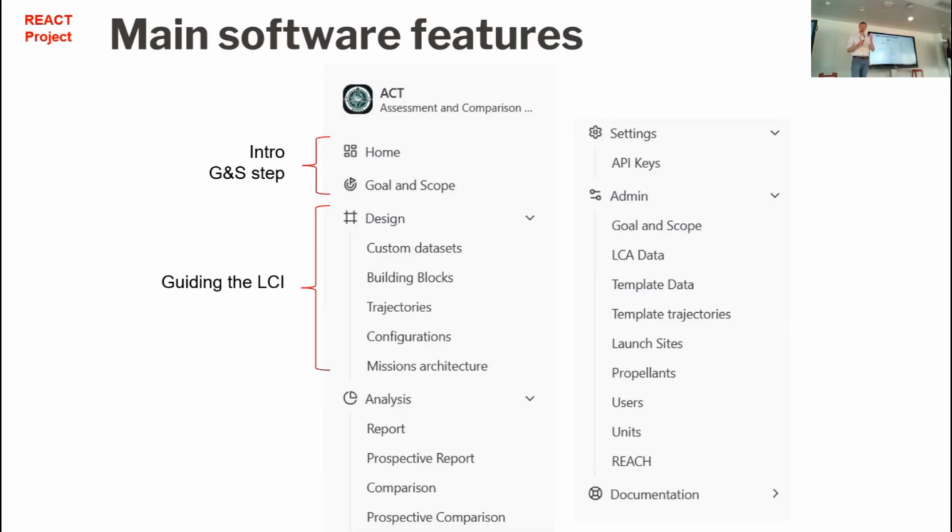Then you are guided through the lifecycle inventory step, and of course then the tool and the way it's computed, as shown by Laszlo, provides the results, and then you can navigate through those results, visualize them, and do the interpretation.